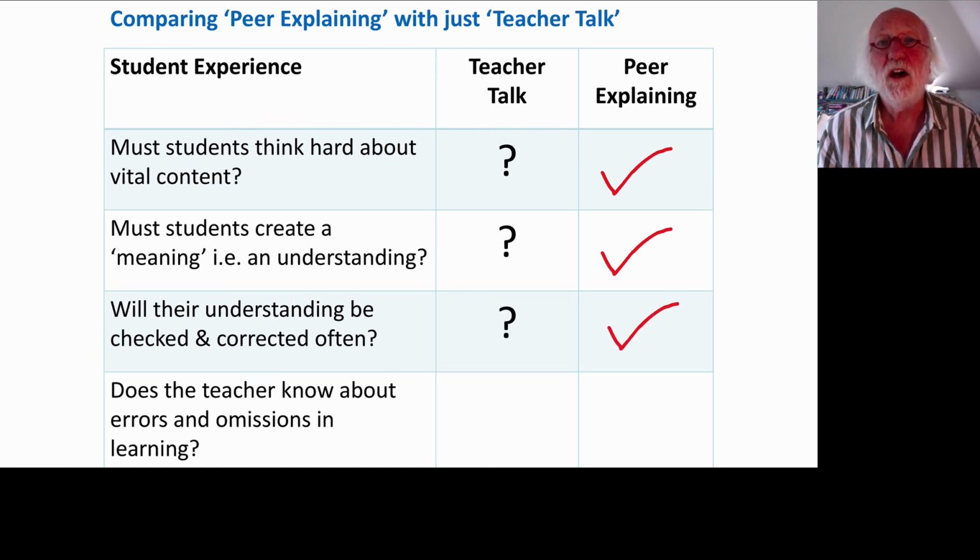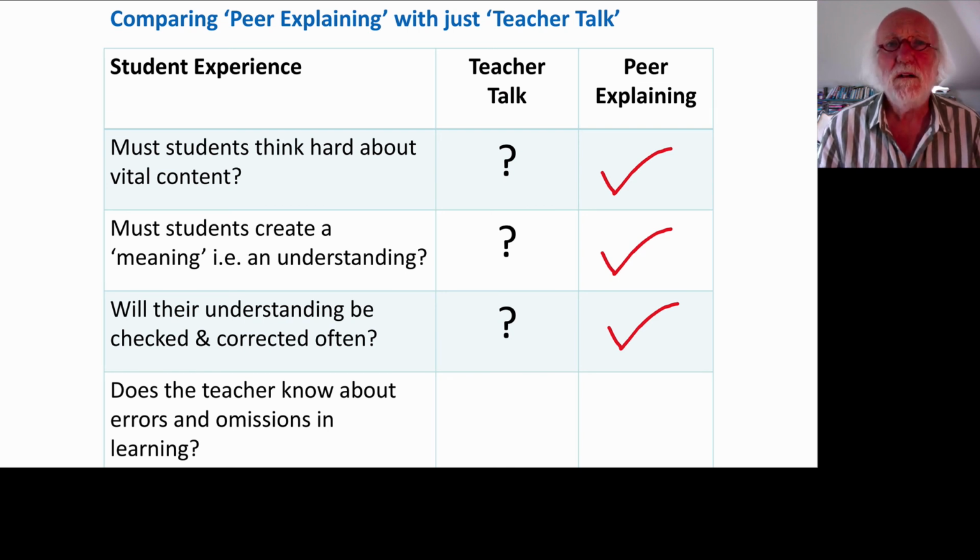does the teacher know about errors and omissions in learning? While teacher talk goes on, you can't know if the students are forming misconceptions. But with peer explaining, you can look over the students' shoulders at their notes, listen to the explanations of weaker students, and ask students what they missed or got wrong after they have assessed against your key points. So peer explaining is much better than pure teacher talk at helping students to learn.